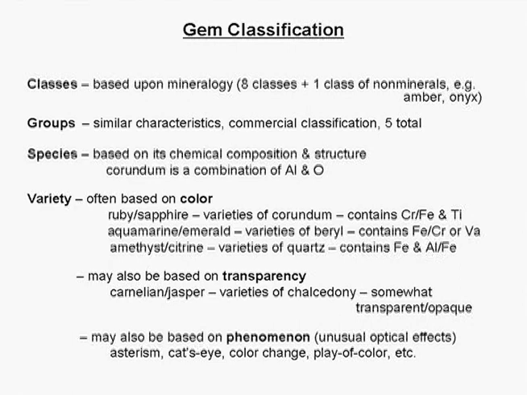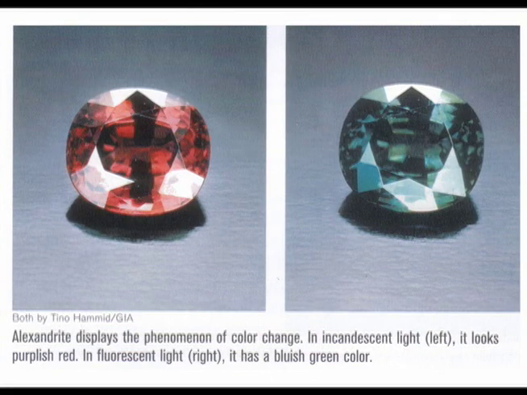I mentioned this to a friend of mine, because he wanted to buy something for his fiancée, and I said, this is a great thing to buy. Get something with change of color. So we have alexandrite here. It changes color depending upon what light you're under. Under the incandescent light, it's red, and under fluorescent light, it's more greenish blue. In fact, they call this emerald by day, ruby by night.